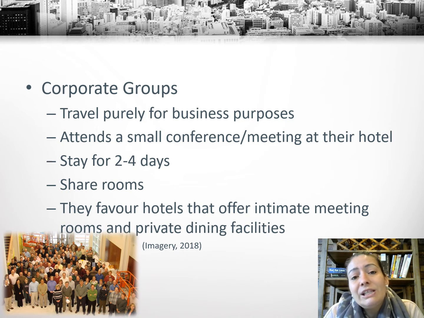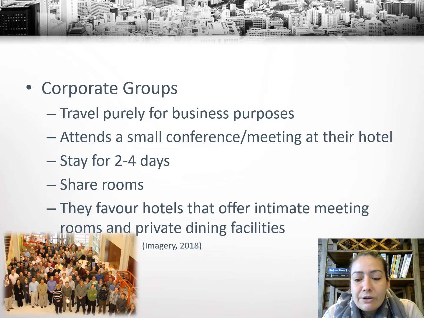And they normally share rooms. They obviously won't stay one person per room, because they normally are from one business. So it won't be viable for that company to pay that much money for so many rooms. So they'll couple up the employees. So it'll be 2 per room or 3 per room, depending on the size of the hotel rooms.